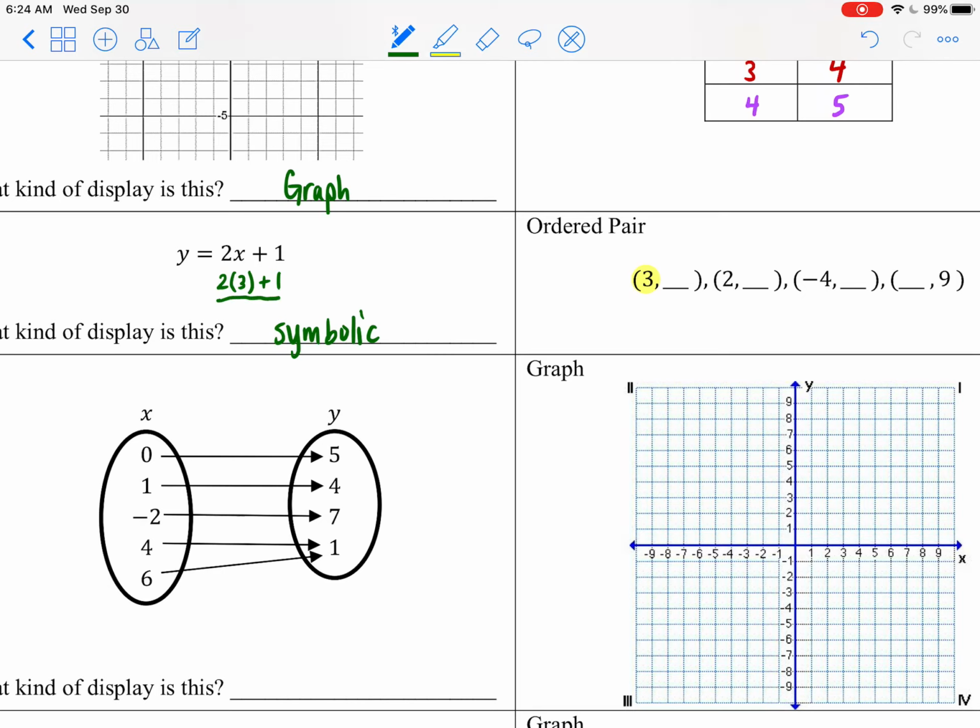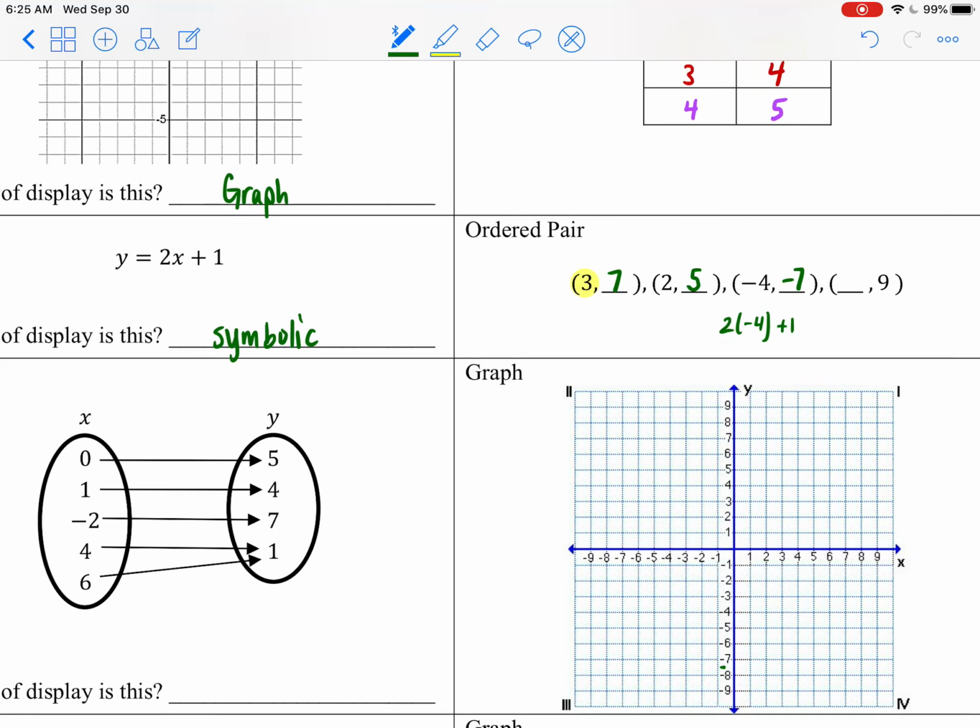You would get 2 times 3 plus 1, so that would give you 7. So if x is 3, y would be 7. Now let's ask ourselves, what if x was 2? If you do 2 times 2 plus 1, what do you get? You get 5. So if you plug a 2 in where the x is, you get a 5 for the y. What if you plug in a negative 4 for the x? If you do 2 times negative 4 plus 1, that would give you negative 8 plus 1. That would give you negative 7.